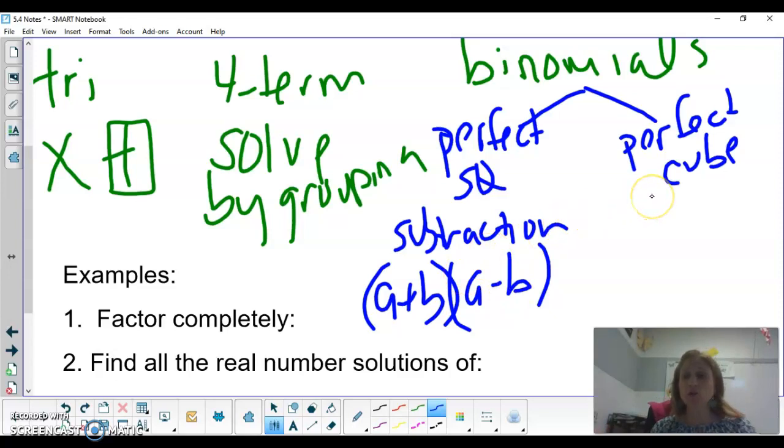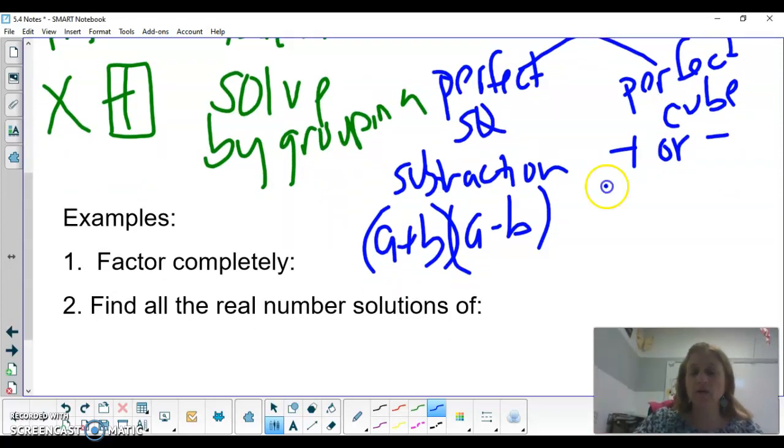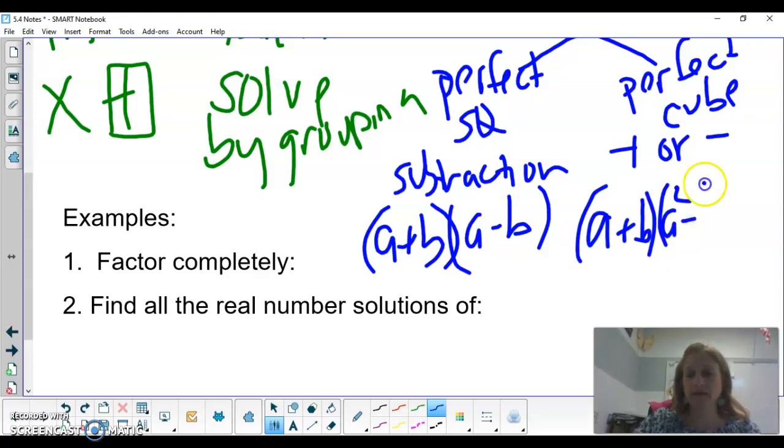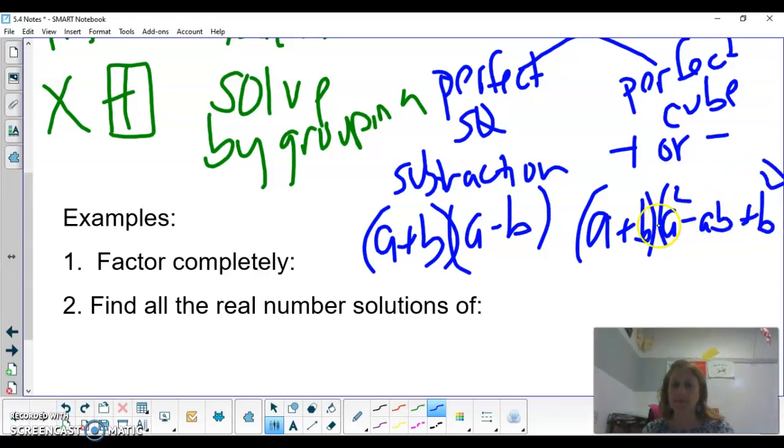If it's a perfect cube, it could be plus or minus, okay? And then that's when you do your a, let's say plus b, and then you square a minus ab, a times b, plus b squared. Or it could be the opposite. Just remember, same as the original, opposite of that one, always plus. Okay, and then you factor, and then you would go ahead and solve them.